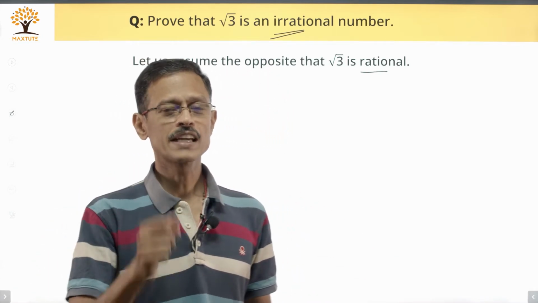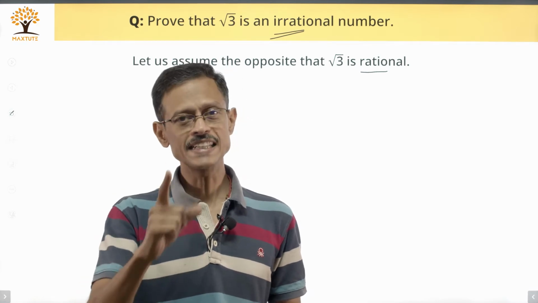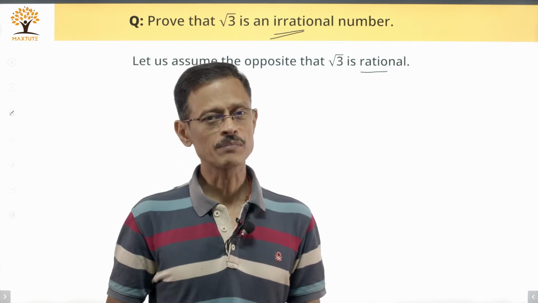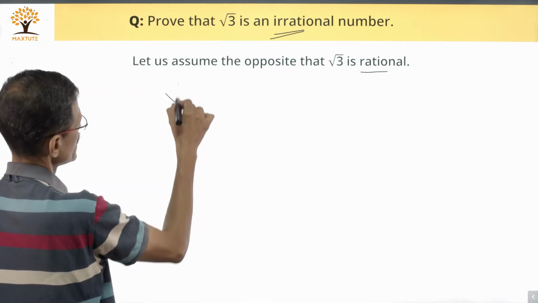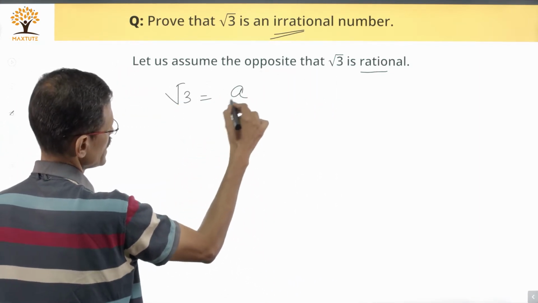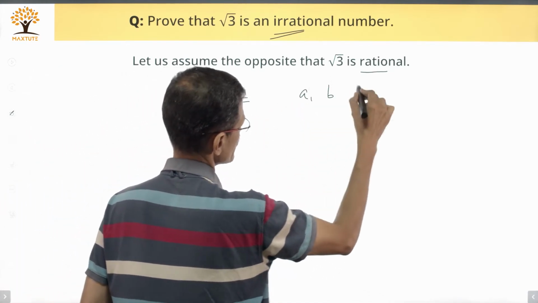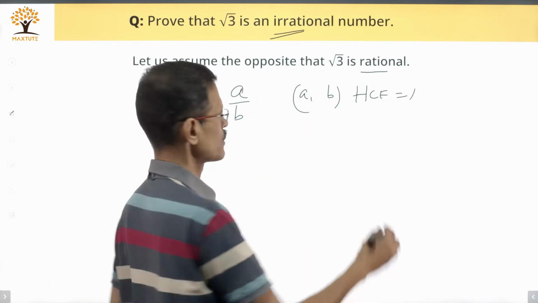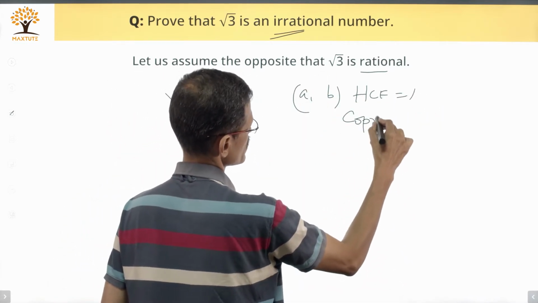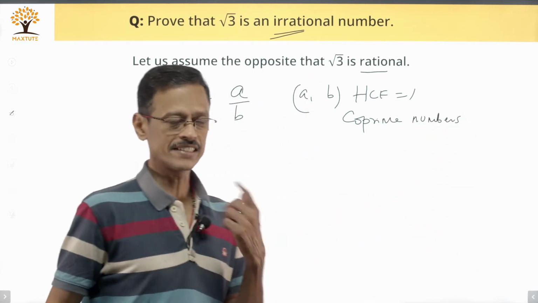Any rational number can be expressed in the form of a fraction a by b, where both a and b are integers which do not have any factor in common. So, if this assumption is true, then root 3 can be expressed as a upon b, where both a and b are co-prime integers, that is, HCF of a and b is equal to 1. These are co-prime numbers. Co-prime numbers are obviously integers, right?